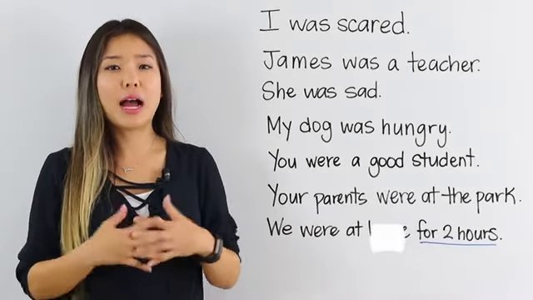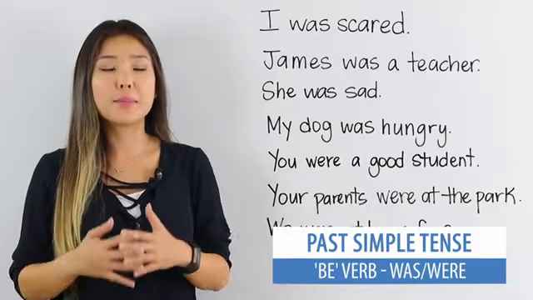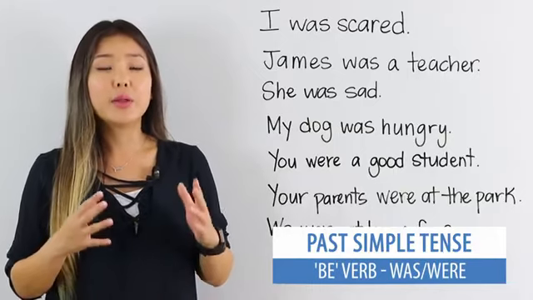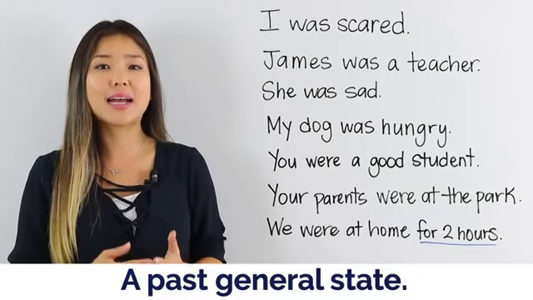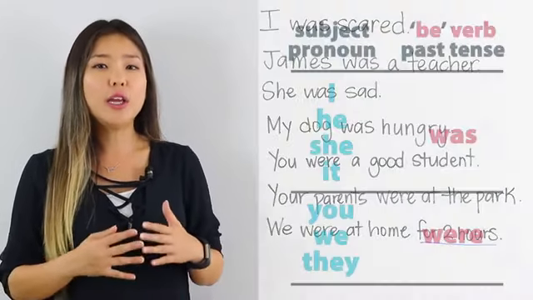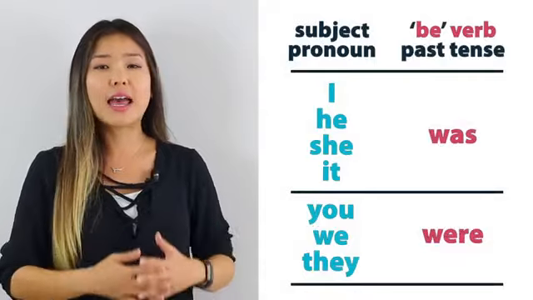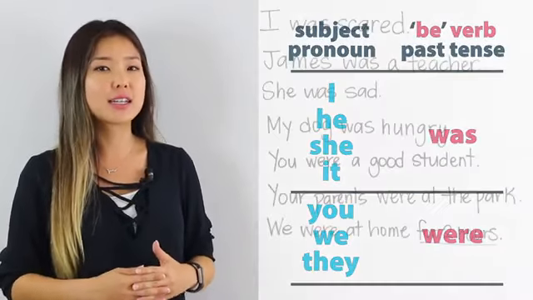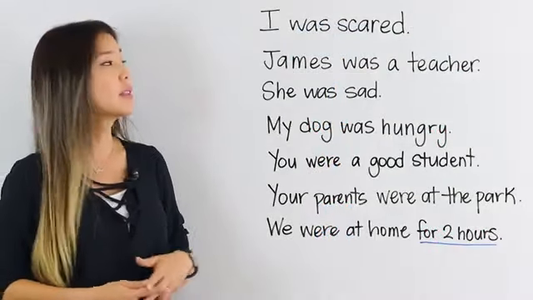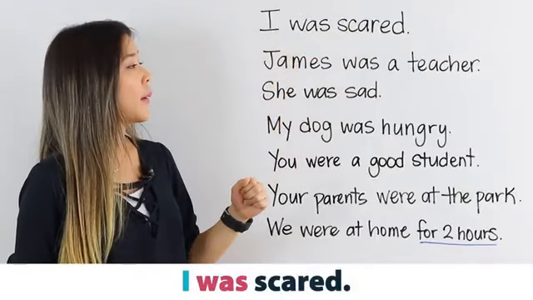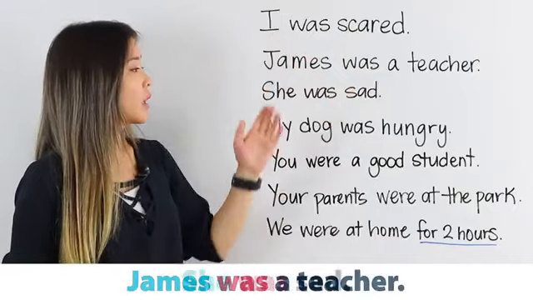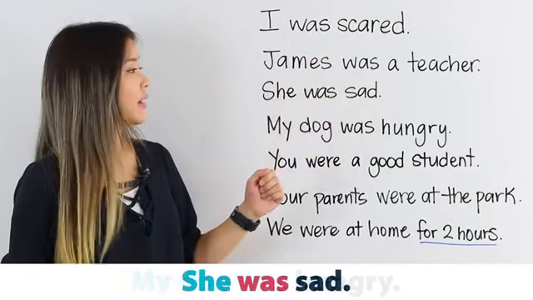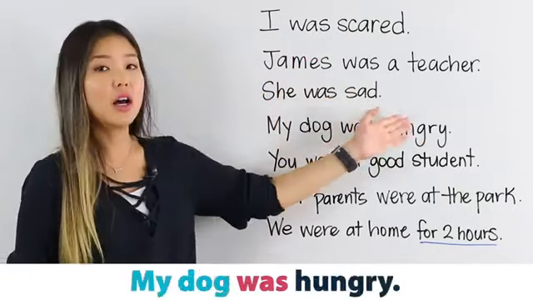In this video, I will talk about the be verb in the past simple tense. The be verb in the past simple tense can be used to describe a past general state. We use the be verbs was and were in this tense. Take a look at the examples. I was scared. James, or he, was a teacher. She was sad. My dog was hungry.